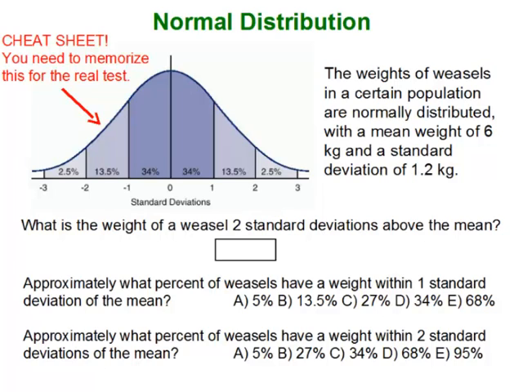So we're given the median or mean weight of the weasels in this population, and we also are given the standard deviation. From those 2 things, you can know a lot about a normally distributed population. So the weight of a weasel 2 standard deviations above the mean, you would just take the mean weight and add 2 times the standard deviation and arrive at that particular weasel's weight.